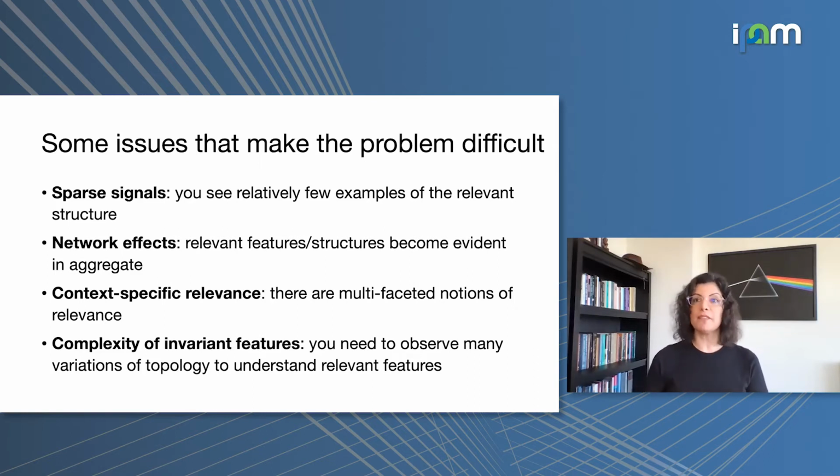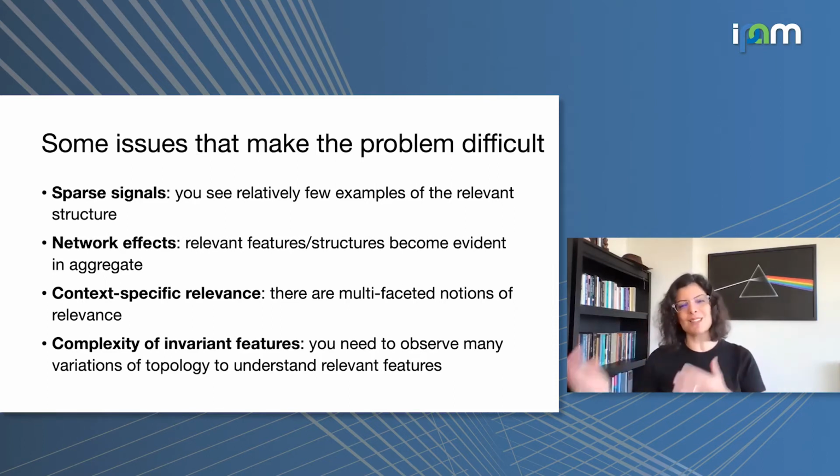There are these multifaceted notions of relevance. Perhaps I will query somebody and their label is 0, but they will lead to lots of people who have label of 1 here. And then there are lots of other complexities in terms of the invariant features that you're seeing in the network, in that you perhaps need to see lots and lots of these topologies to be able to understand the relevant features.